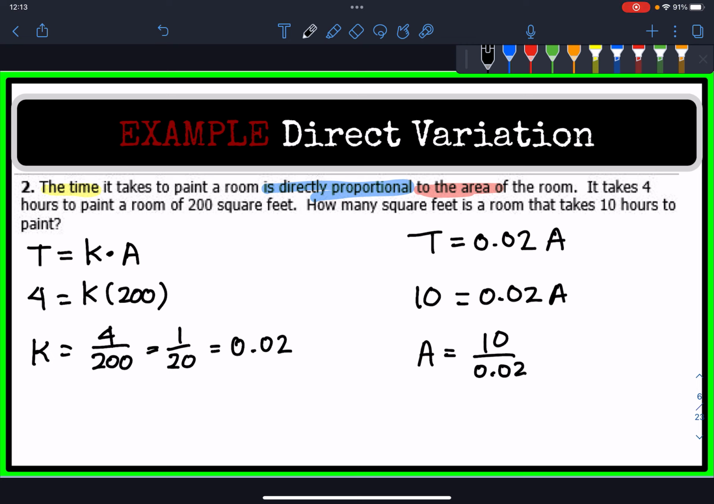And that's a total of 500. Sorry, this number right here should be 50. 4 over 200 reduced is 1 over 50, not 1 over 20, 1 over 50. And there's your answer. So the size of the room would be 500 square feet in order for it to be painted in 10 hours.